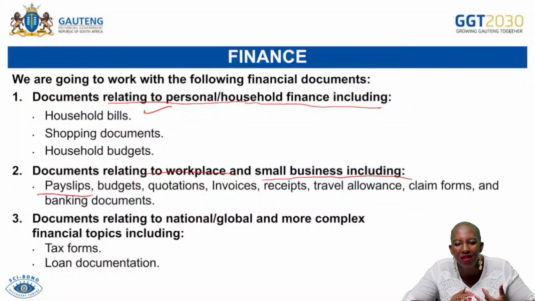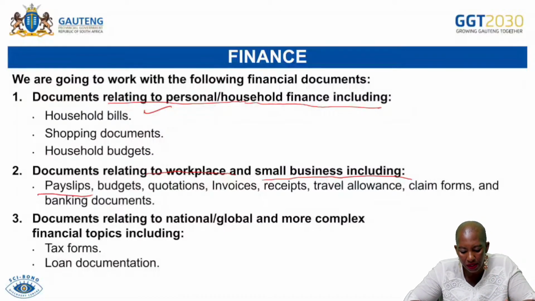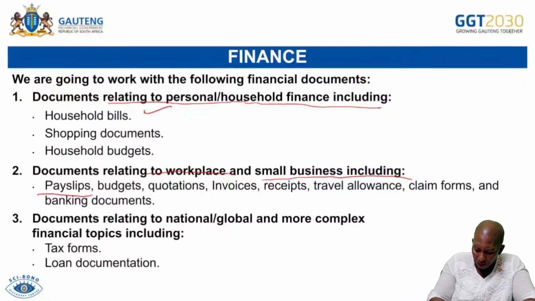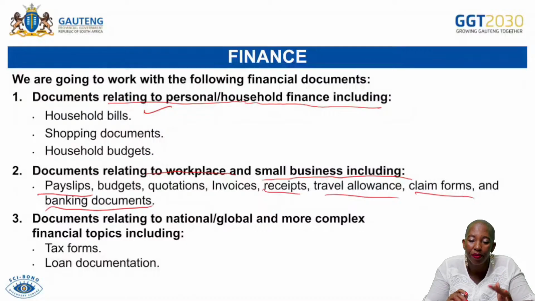The employer's details, your details, and then the type of position that you're holding, how much you are earning, how much they are deducting from your salary, and then what is your take home. We'll discuss all those nitty-gritties when we come to the pay slip, as well as the budgets, quotations, invoices, a receipt, travel allowances, claim forms, and banking documents. I love this topic because it's so easy. It is so relatable because you can relate with everything that you're going to discuss.